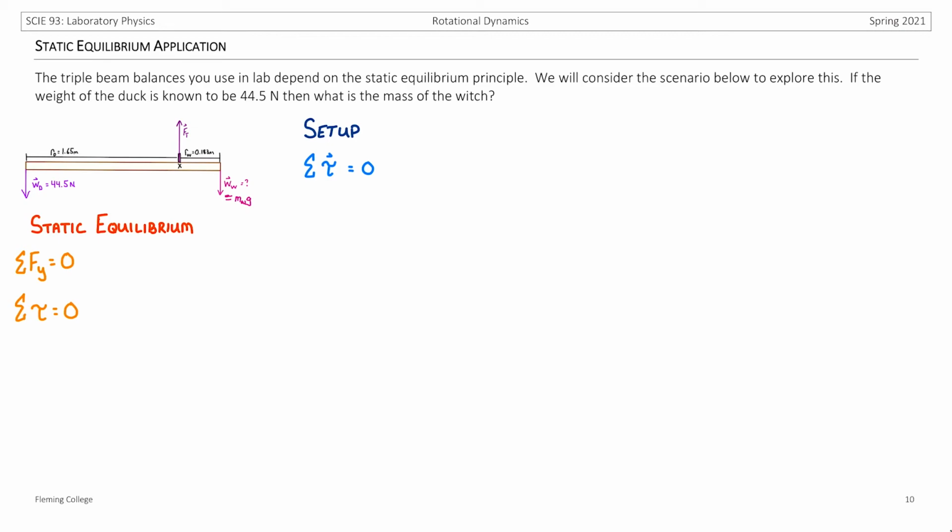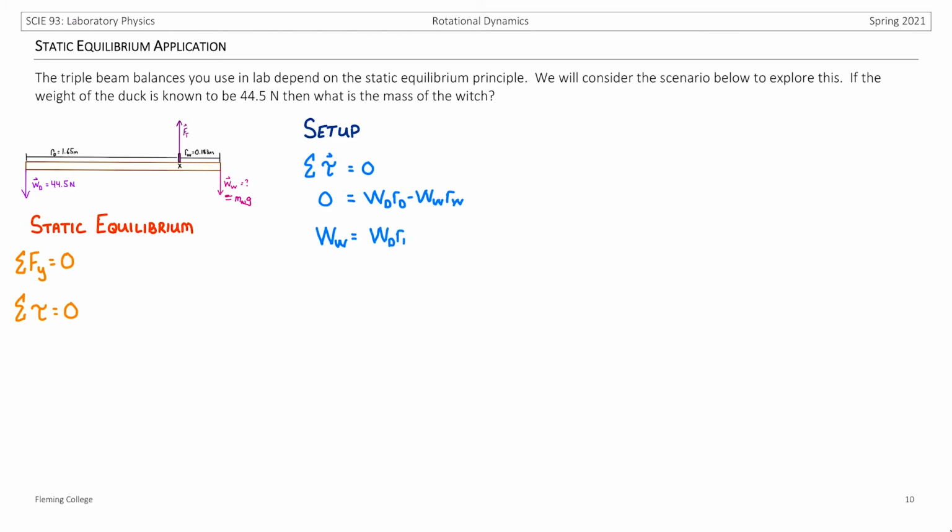have 0 is equal to the torque due to the duck, which is the weight of the duck multiplied by the radius of the duck. And again, this is down on the left-hand side, causing counterclockwise rotation, so this would be a positive torque, whereas the witch's torque will be causing clockwise rotation, and it will be negative.